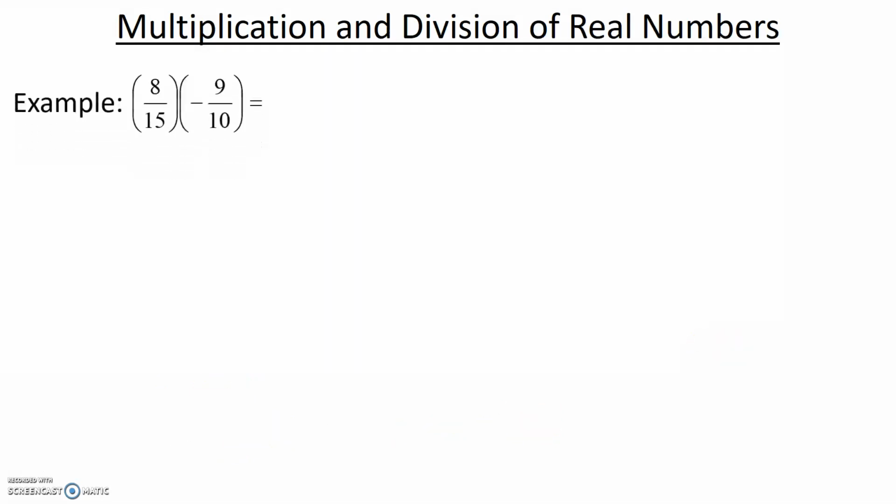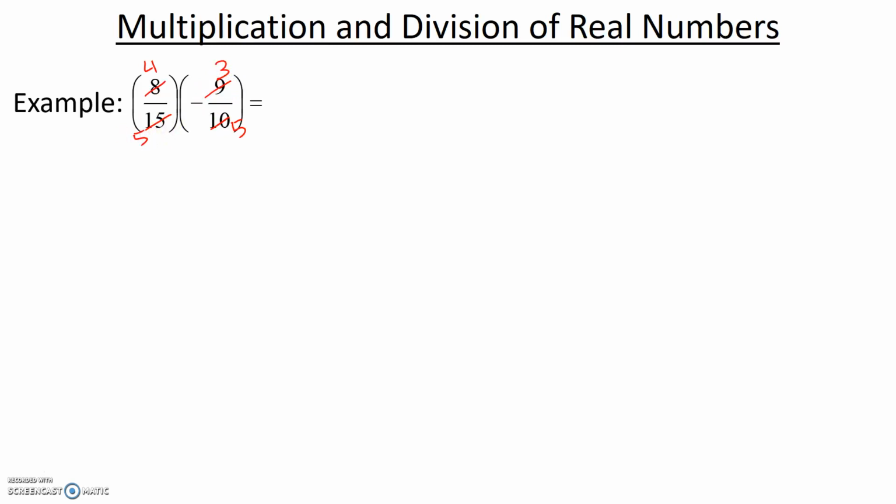Here's another example. We have 8 over 15 times negative 9 over 10. Now, first, let's cross-cancel what we can. 8 and 10 have a common factor of 2. So 2 goes into 8 4 times, and 2 goes into 10 5 times. 9 and 15 have a common factor of 3. 3 goes into 9 3 times, and 3 goes into 15 5 times.